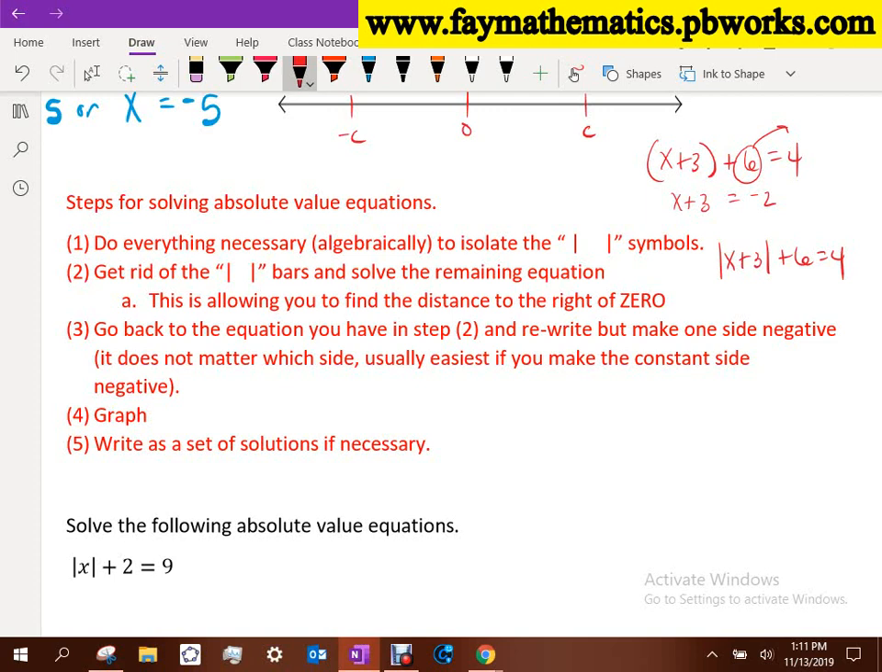And what that's going to do is give you the answer that's to the right of 0. So it gives you half of your answer. Step 3 says go back to the equation that you just found in step 2, rewrite the whole thing without the absolute value bars, but make one side negative. Multiply one side by negative. And what that's going to do is get you the answers to the left of 0 on your number line. You then graph and write your answers as a group of 2, as a set. All right, so here's the idea.